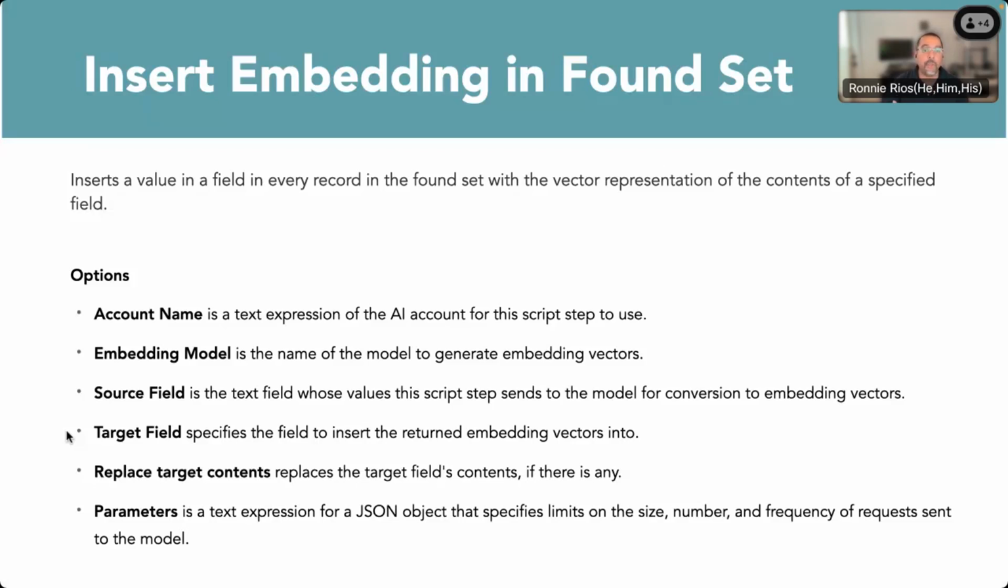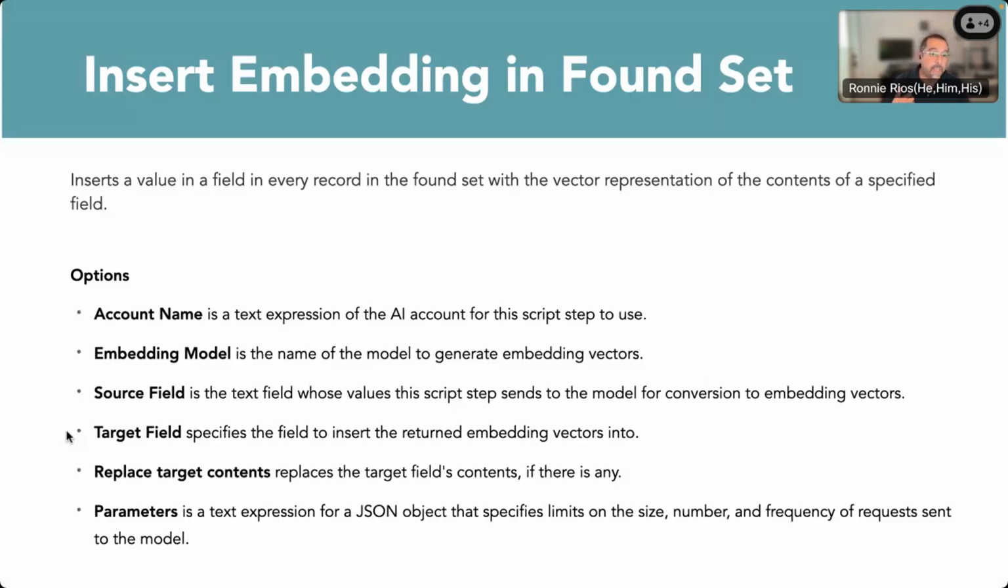Once again, we start with the account name, and this is the name that you use in the Configure AI Account script step. As long as you use the same one, it will reference that same account again. The embedding model is, again, just a text expression, which is the name of the model you want to use. Again, you'll get that from your model provider or from the open source model that you downloaded.